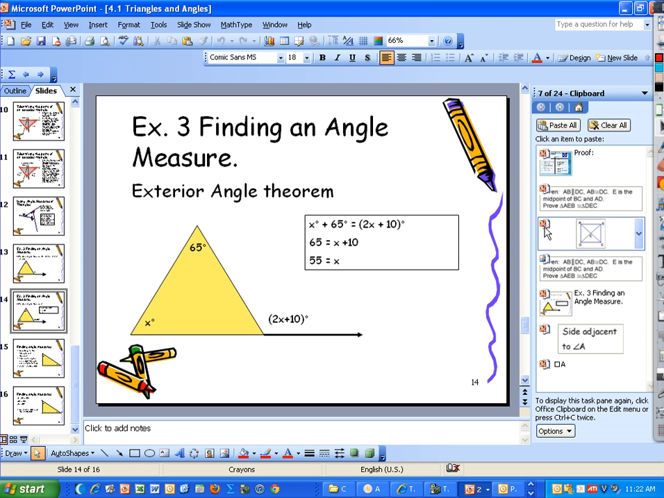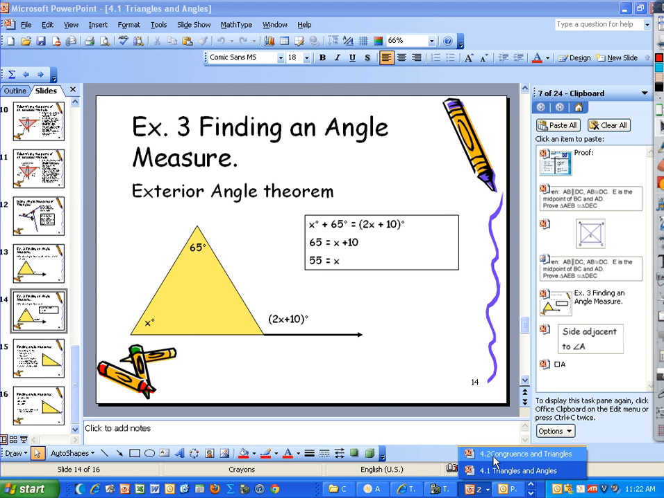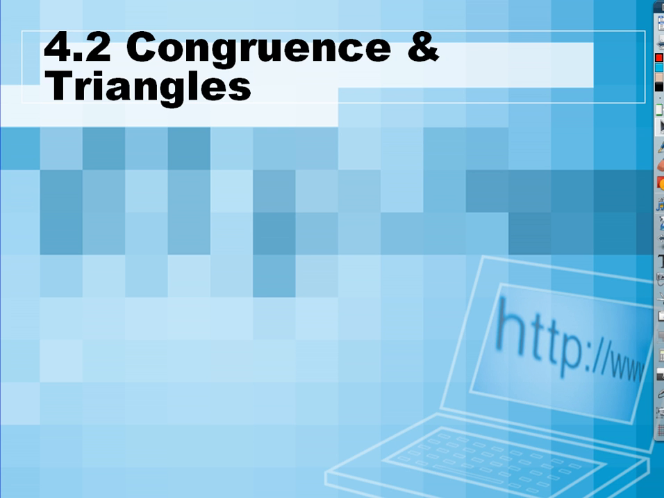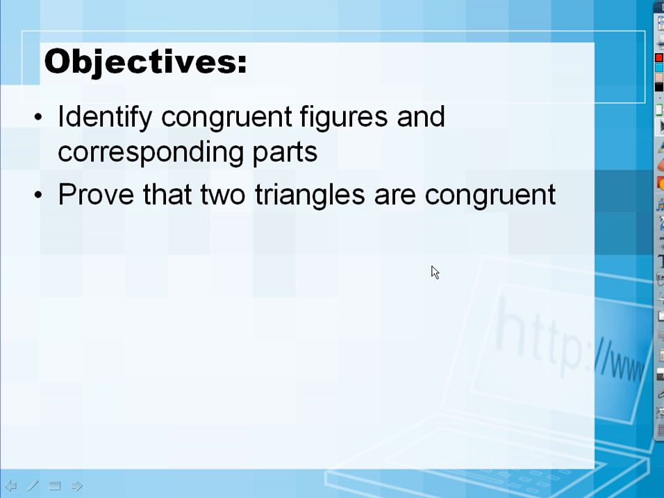Okay, now there's a little review of some triangle stuff. I want to go one step further today, and I normally wouldn't do this, but you got to bear with me today. I apologize. Okay, I want to look at some properties of congruence in triangles. And you'll be fine with this, I promise you. Identify congruent figures and corresponding parts. We're going to be able to prove that two triangles are congruent.